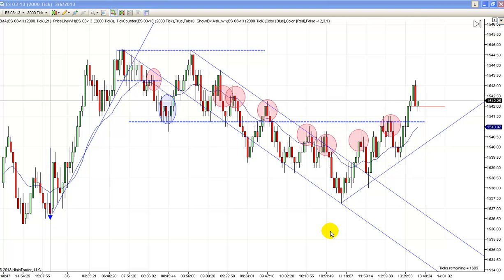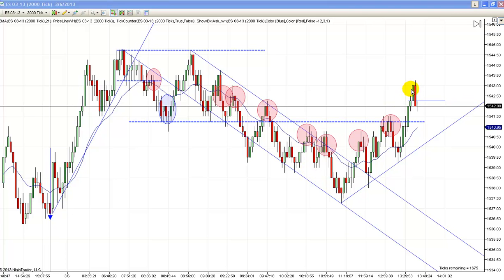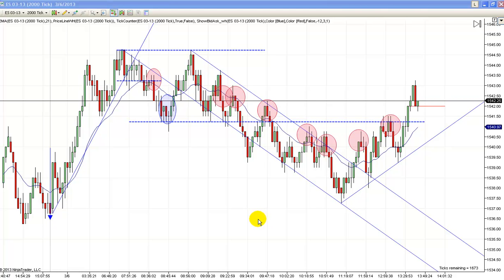Today's been a fairly decent day. We spent most of the day, or I should say most of the morning, in a downtrend, and now we're kind of heading back up. It looks like it may end up just being a range type day.